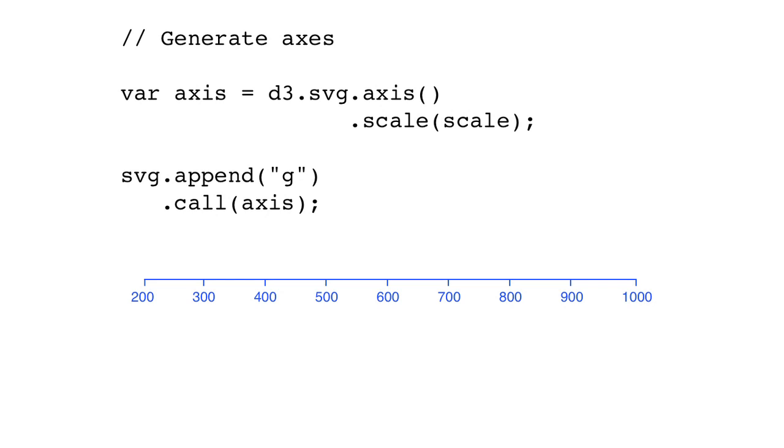Axes. Once you've got your scale, oftentimes you'll want to label it with an axis. D3 has built-in axis generators. It's really smart about choosing how to put these little tick marks in and where to position the labels. That's stuff that, for example, ProtoViz was also really good at. But it's really nice here.